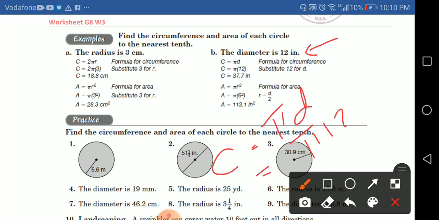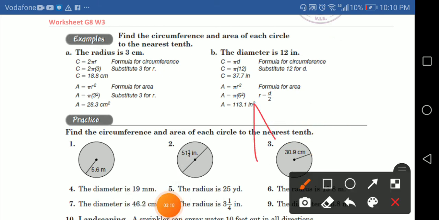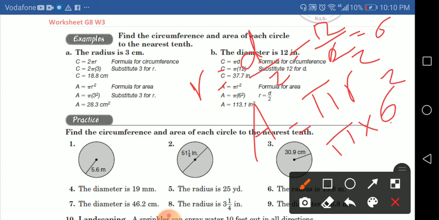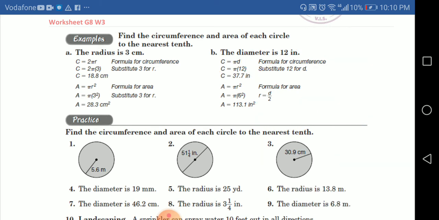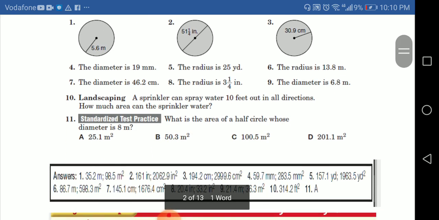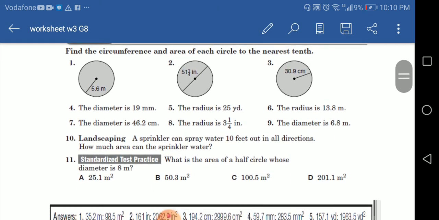Okay, what about if I say area? Area equals pi r squared. I don't know the r, I know the diameter. So r equals diameter over 2, which is 12 over 2, gives me 6. So pi times 6 squared. 6 squared is 36, times pi. Okay, easy one. Here he asks you to find the circumference and the area of each to the nearest tenth. Let this be your homework from 1 to 11.